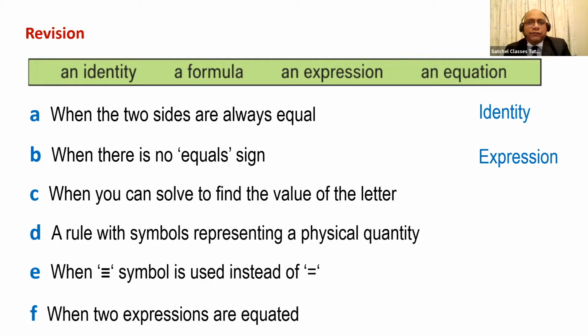When you solve to find the value of the letter, that's clearly an equation, because in an equation you can solve and find the value of the unknown. A rule with symbols representing a physical quantity. Well, you know that's a formula, because each of those letters represents some quantity. They have specific meanings. When three lines are used instead of two lines, two lines as in equations, so three lines should be, well, you know that it's an identity.